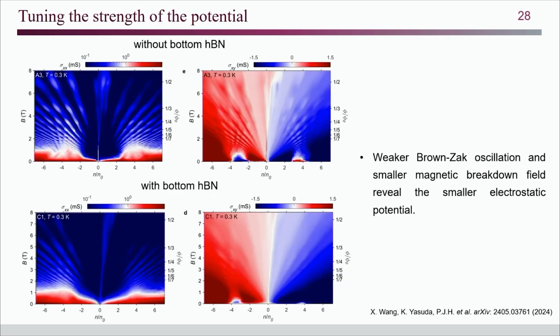And we can also examine their magnetotransport structure. For example, in the case with the bottom BN, we still see these Brown-Zak oscillations, but the strength is much weaker. And on the sigma xy, we also see the sign reversal, but the critical magnetic field is also much smaller. So they all indicate that by inserting the thicker BN, we successfully tune down the Moiré potential.